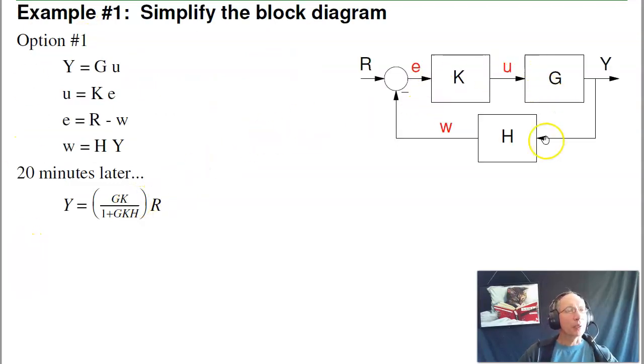For example, here I've got a feedback system. Find the gain from R to Y. Well, one approach is to find dummy variables at each of these points, and then write out the equations. I now have 1, 2, 3, 4, 4 unknowns. Write 4 equations for 4 unknowns. Y is G times U. U is K times E. E equals R minus W. W equals H times Y. Now substitute and solve. Takes about 20 minutes. I'll get GK over 1 plus GKH. That's one approach.